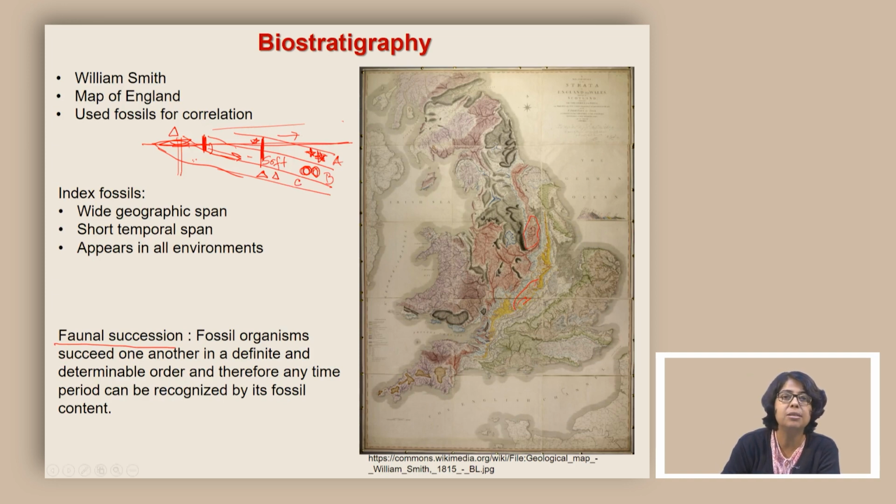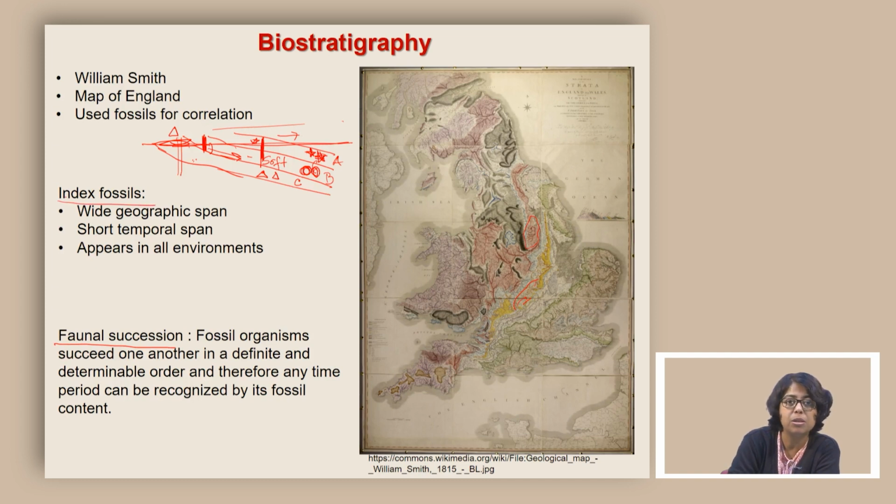Now, why do we expect to see such changes in the fossils? It is primarily because of evolution. But there can be some overlaps too, and we will talk about it in a later part. But what kind of fossils do we really choose for this kind of work? William Smith and other geologists also figured out that there must be some specific types of fossils which are useful for this purpose, and they are called index fossils.